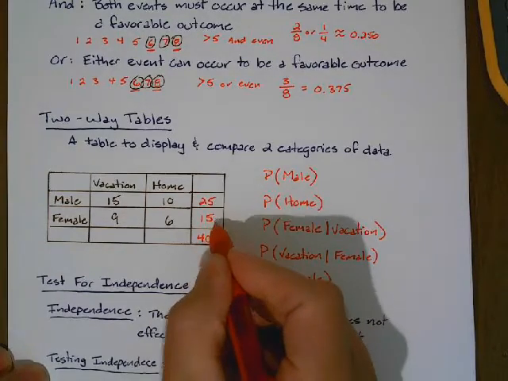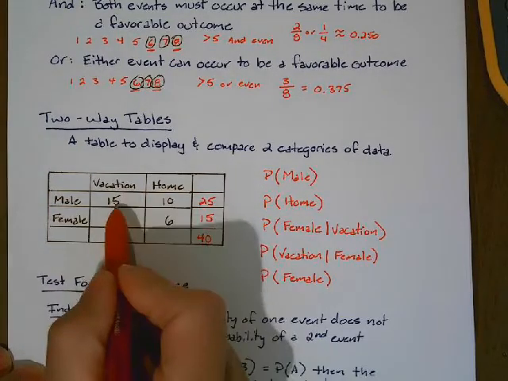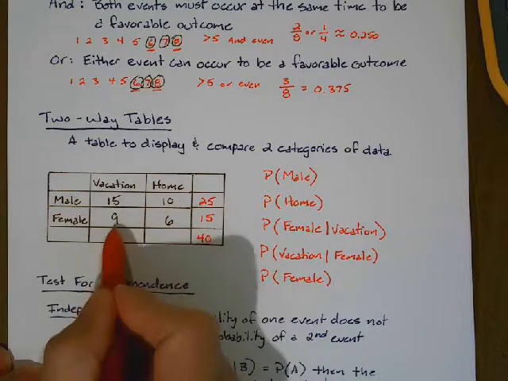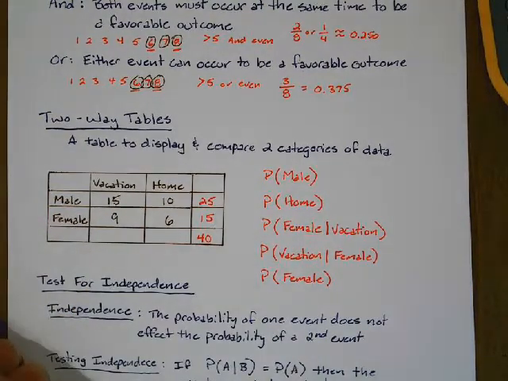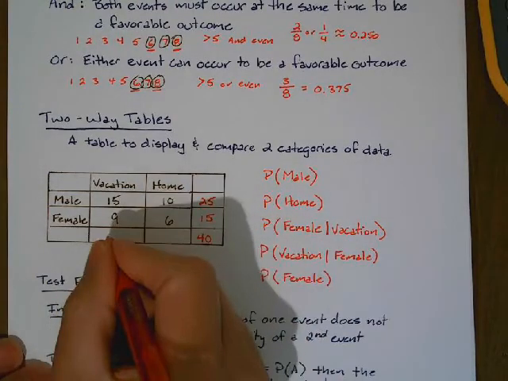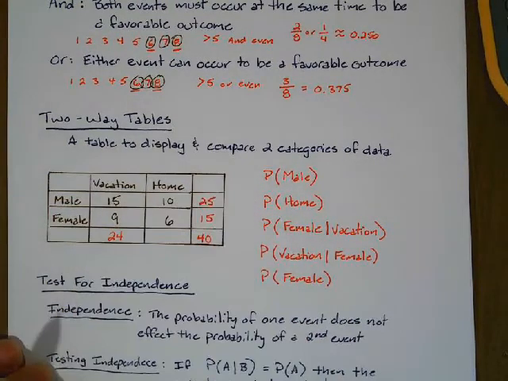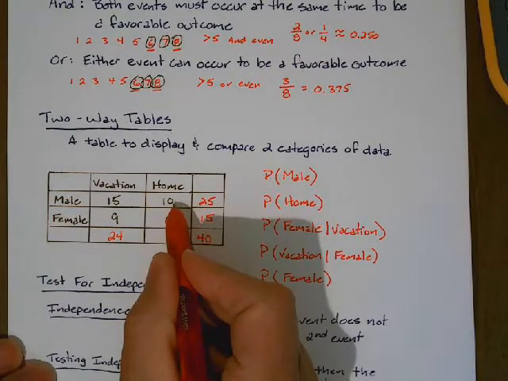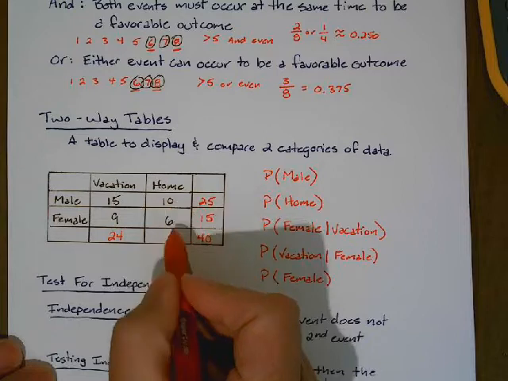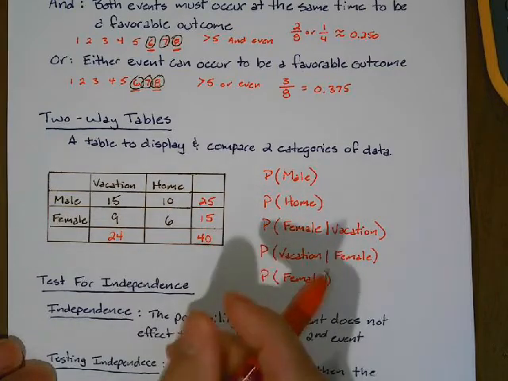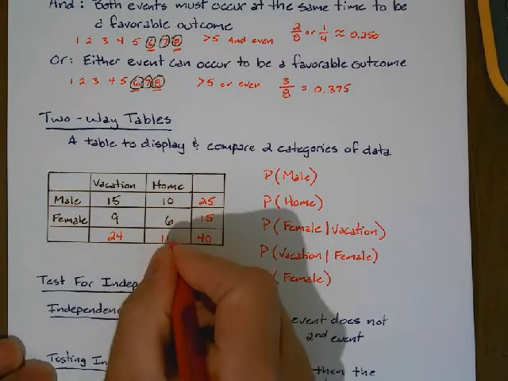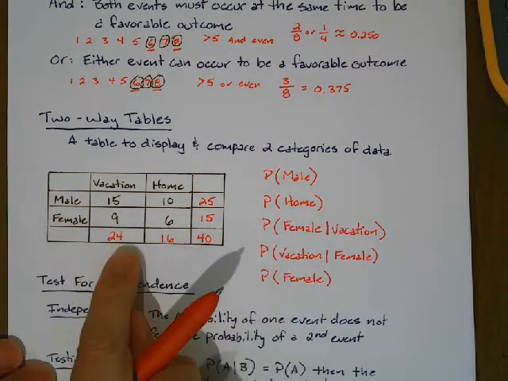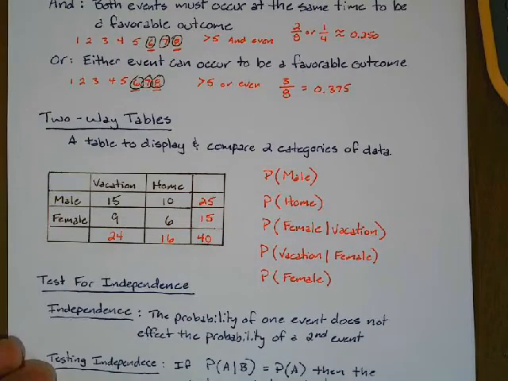25 males, 15 females. Now if I'm looking at vacations, I've got 15 males that said they're going on vacation, and I've got 9 females who said they're going to go on vacation. That's a total of 24 people said that they're going to go on vacation. Over here, I've got 10 people, males, that have said they're going to stay home. I've got 6 females who said they're going to stay home. That's a total of 16 people who said they're going to stay home. And it's still adding up to our grand total because 24 plus 16 equals 40.